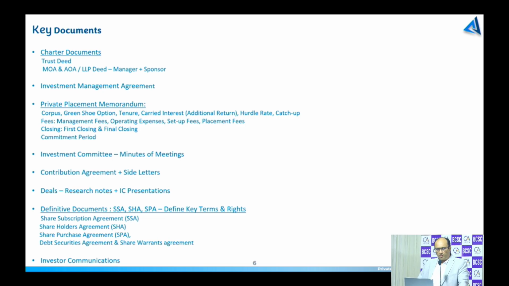Private placement memorandum, again a very key document in the whole process, and nowadays SEBI has been very vigilant in terms of how your PPMs are defined, what terms are included there. Some of the popular terms are: how is your corpus defined, what is your green shoe option. Green shoe option is basically how much oversubscription you can take into the fund.